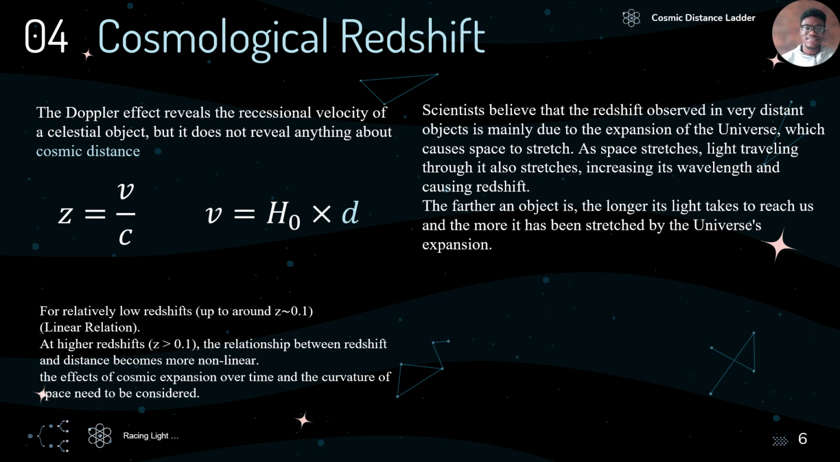Scientists also believe that the observed redshift for very distant galaxies is mainly due to the expansion of the universe. As the universe expands, the light traveling through space also stretches, causing an increase in the wavelength, and consequently redshift.